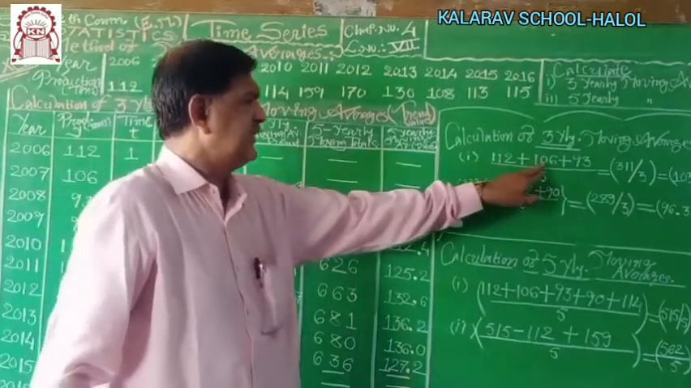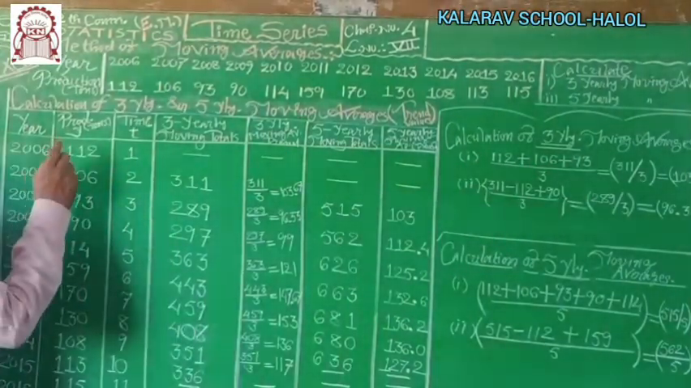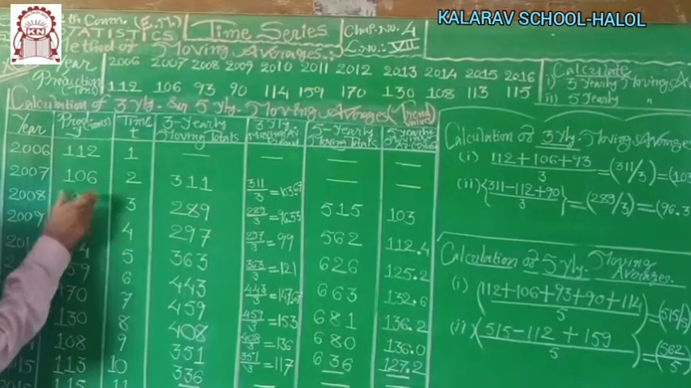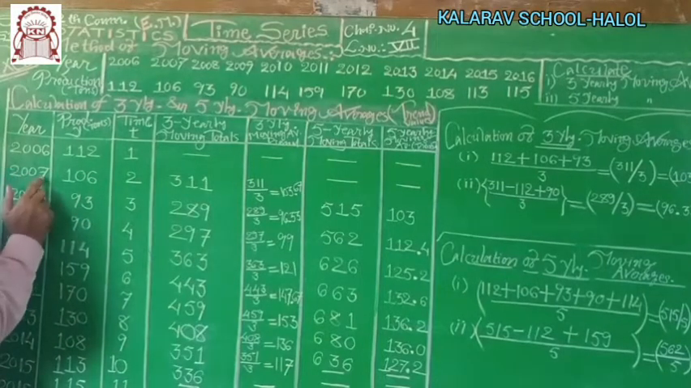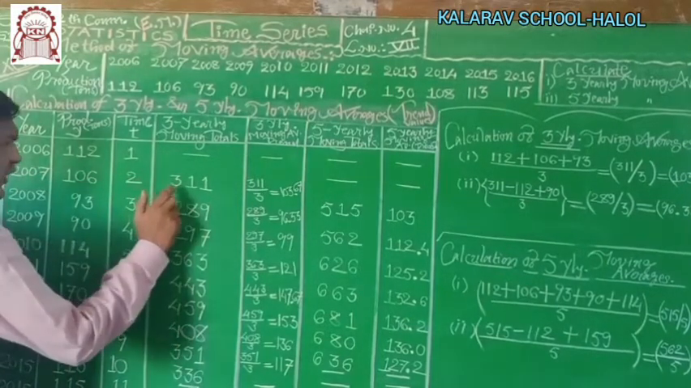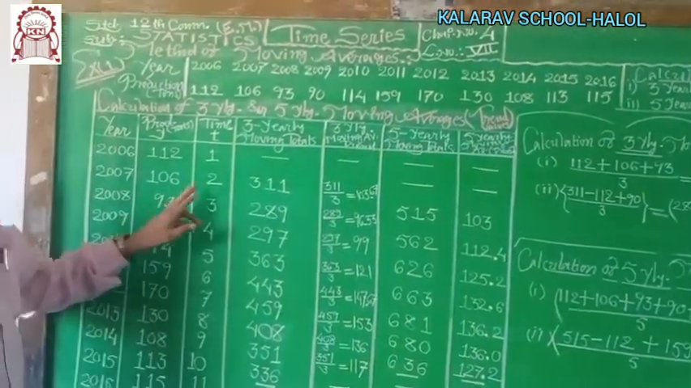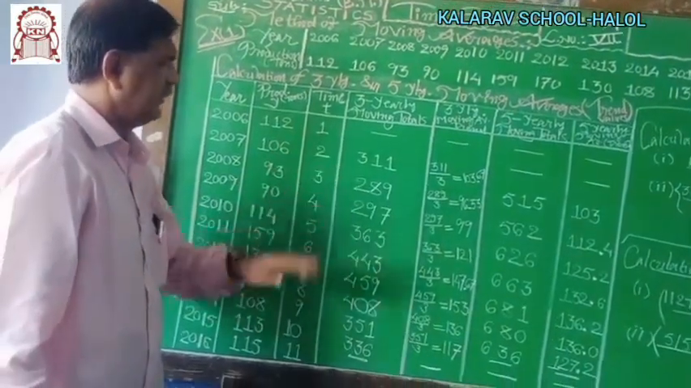This way the calculation of the 3 yearly moving average can be done. 112 plus 106 plus 93. The total of these 3 items, 112, 106 and 93, is placed at the center of these 3 years. The center of these 3 years is 2007. Therefore 311 can be written in this box, opposite to 2, means the center value of 1, 2 and 3.